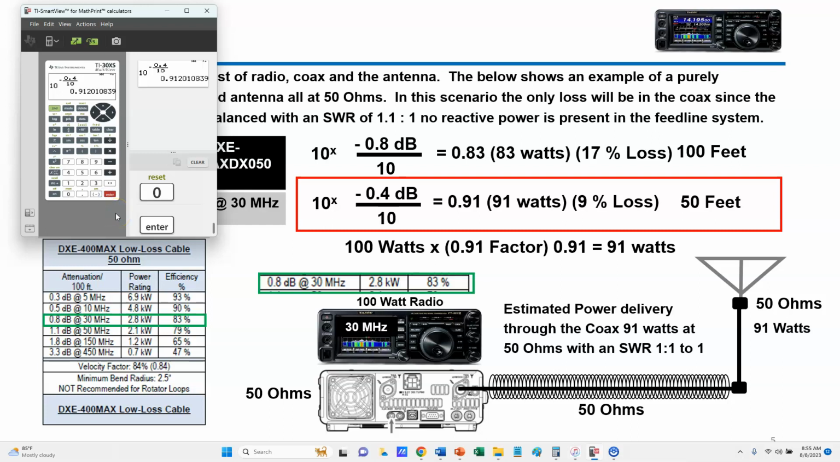What that's saying is, if I'm transmitting with 100 watts, I'm getting 91 watts at the antenna at the end of that 50 feet, but with a 100% balanced feed line. Just keep that number in mind, because we're going to take a look at building block Bravo, which is the SWR or the impedance mismatch, because that also affects our power loss. We're going to look at that next.